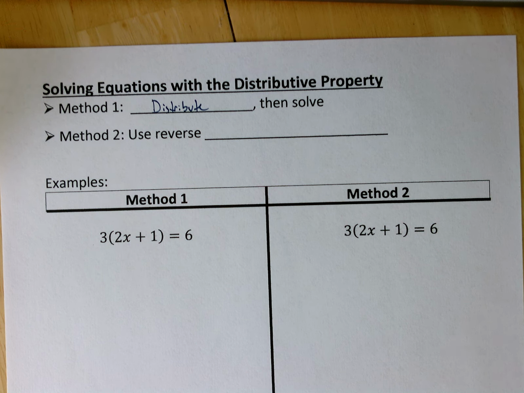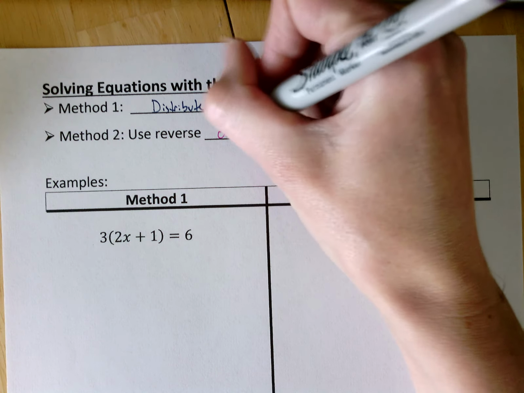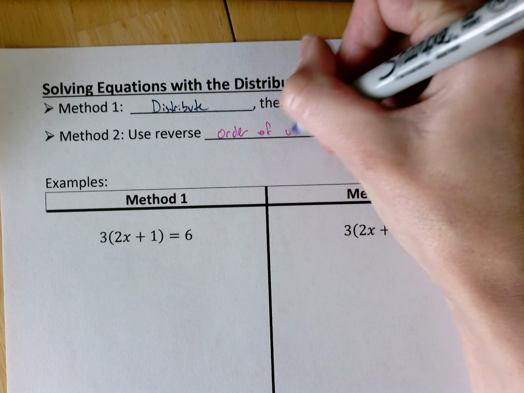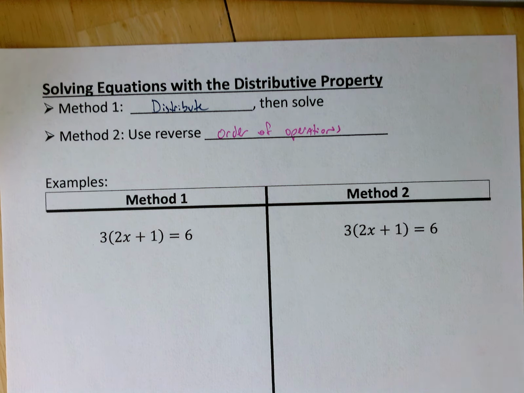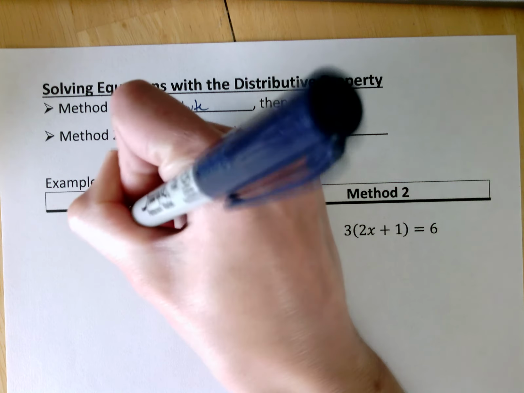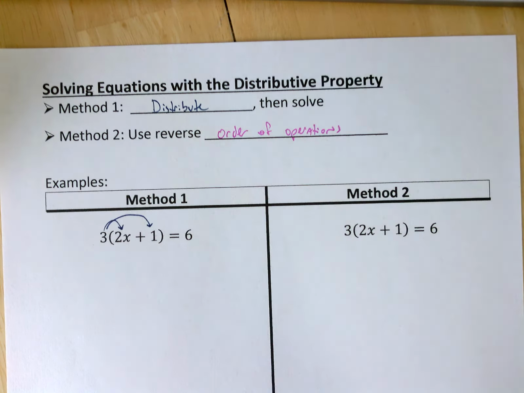Method two is going to be instead that you use your reverse order of operations. Okay, and both of these methods are good and valid and fine. Okay, so let's take a look first at the distributing method. So when you want to distribute and then solve, first thing I'm going to do is start by using my distributive property.